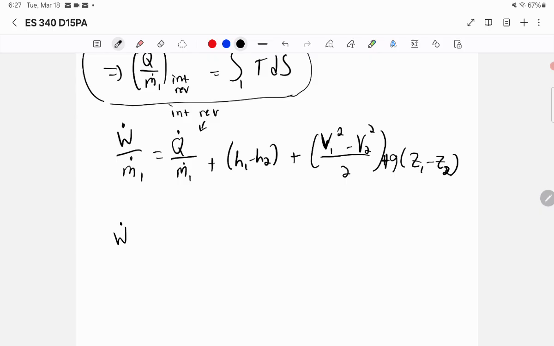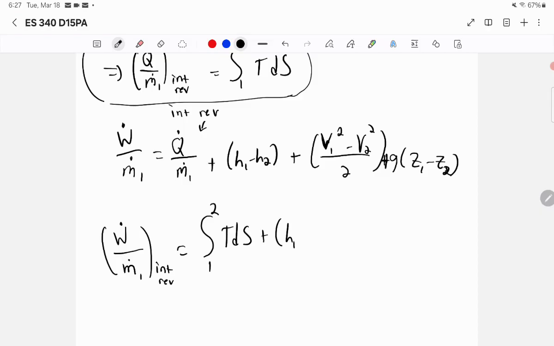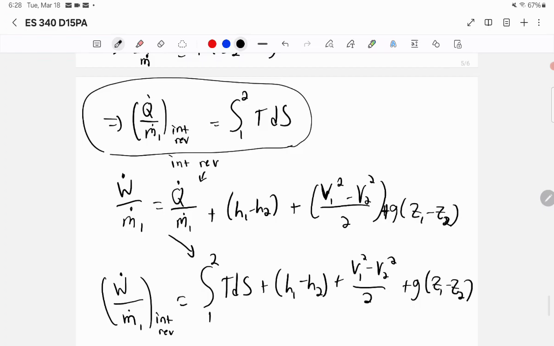So that means that W dot over m dot in the internally reversible case is equal to the integral from 1 to 2 of T ds plus h1 minus h2 plus V1 squared minus V2 squared over 2 plus g times z1 minus z2, right? Because we just replaced this with our expression up here, which again assumed that it was internally reversible.